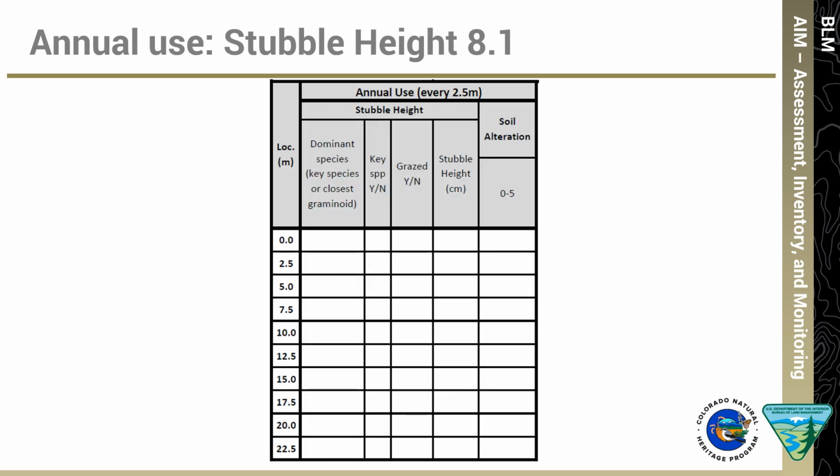Here's an example of how stubble height would be recorded on a datasheet. For each location on the transect, in this case the 0 meter location, the dominant graminoid species in the tuft grab is recorded, in this case Elymus canadensis, ELCA. Then it's marked yes or no whether the key species are being used. Then marked yes or no whether it's grazed. Then the median leaf height is recorded in centimeters. In this case, the median leaf height of the tuft grab of Elymus canadensis is 40 centimeters.